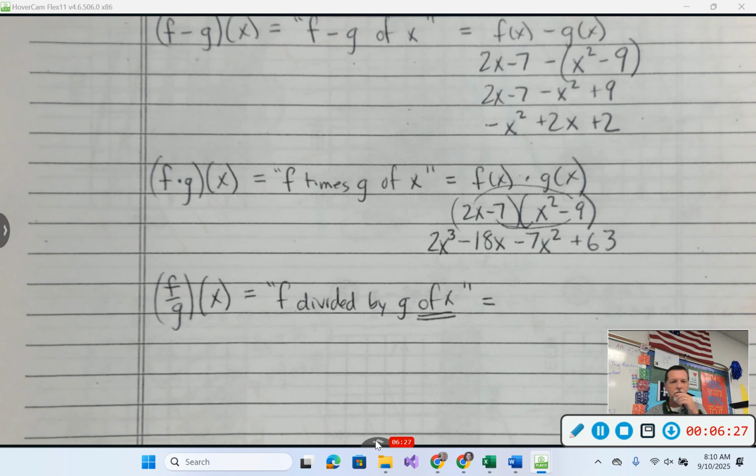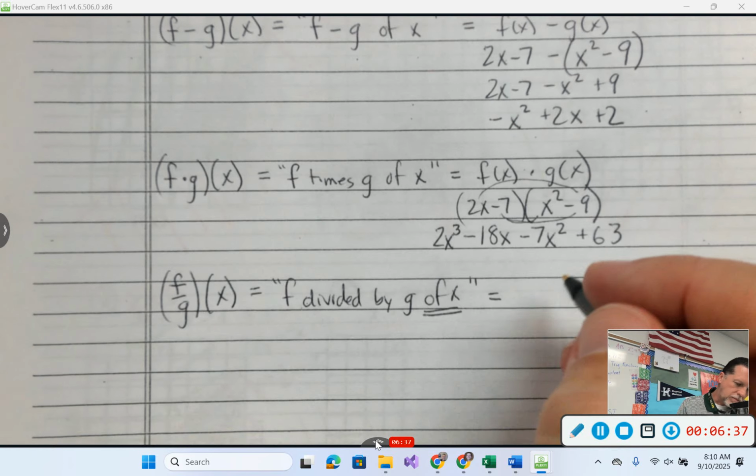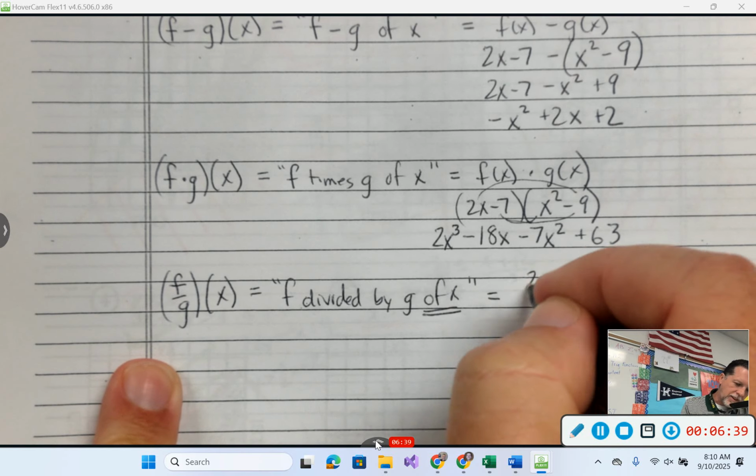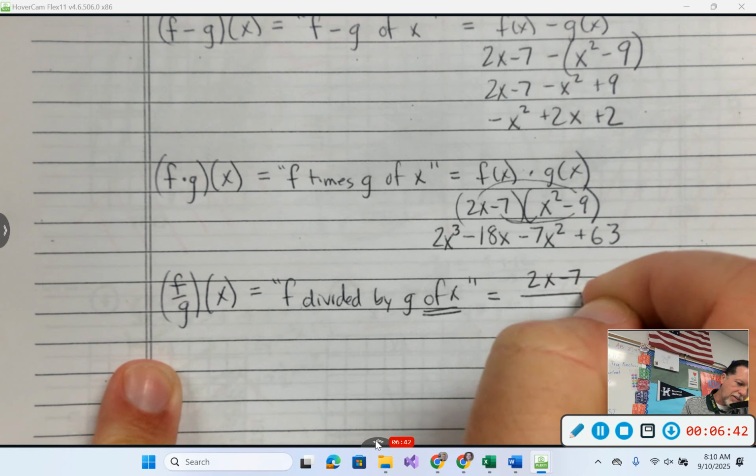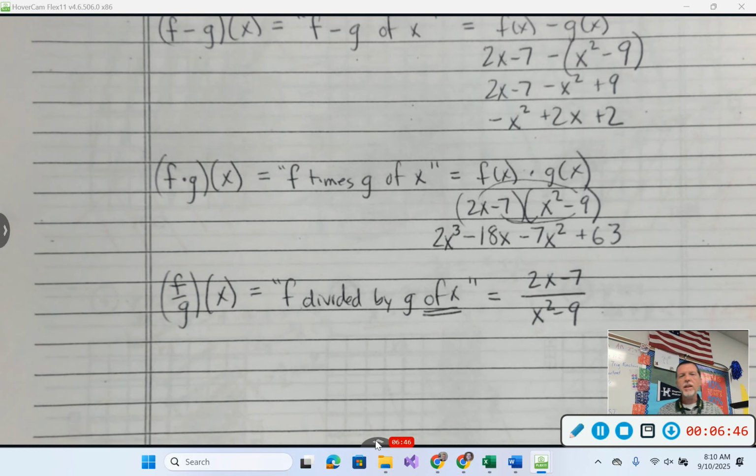F divided by g of x. Not f divided by g times x. That parentheses there means that's our input. So let's see. F is 2x minus 7. G is x squared minus 9.